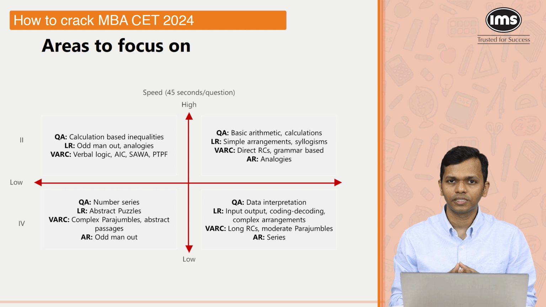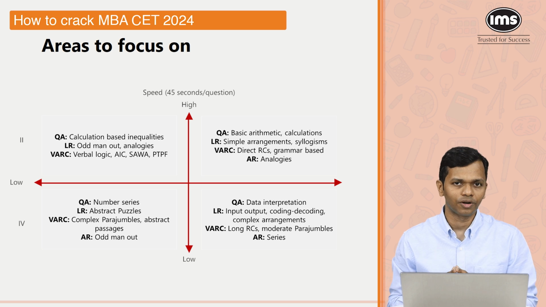Now, what are these topics? In QA, that will be simple arithmetic questions and calculation questions. Under analytical reasoning or logical reasoning, these will be simple arrangements and syllogism based questions. In VRC, that would be direct RCs and grammar based questions. And in case of visual reasoning, it is going to be analogies. So these are the must do areas for you wherein you will get high speed and high accuracy.